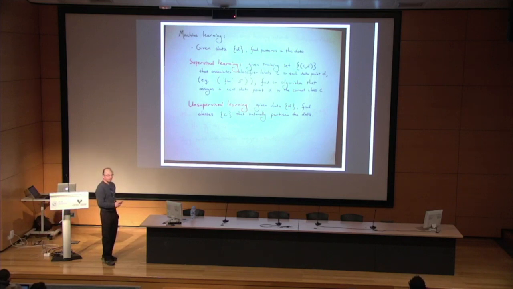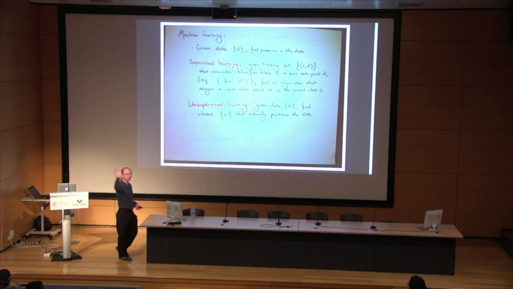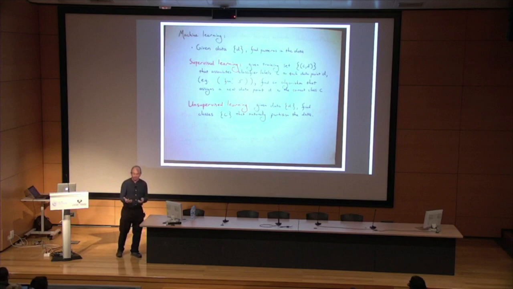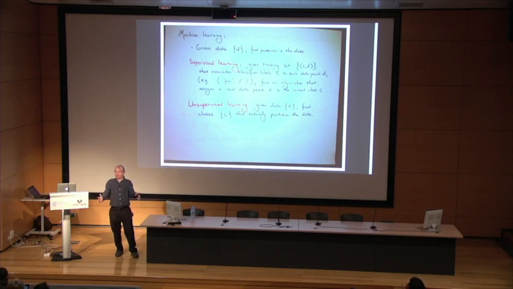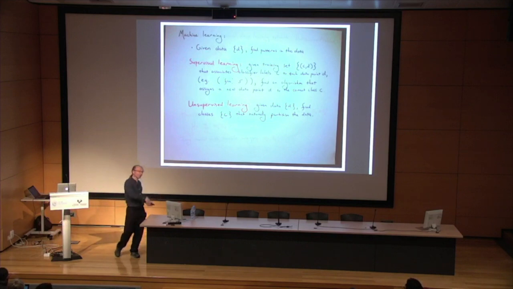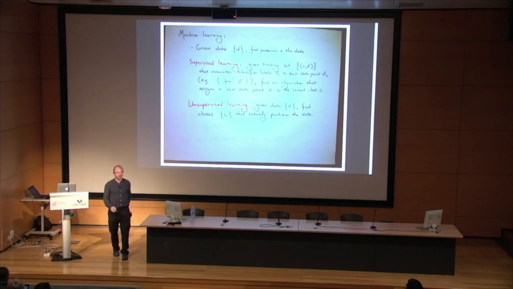And then in unsupervised learning, which is more exciting, but often less successful, you're given data, and now you want to find the classes C that naturally partition the data. So in unsupervised learning, for example, you could be given a sample of a whole bunch of scrawled numbers, or digits, and you'd like your machine learning device to naturally partition it into 10 categories, one of which is 0, one of which is 1, one of which is 2, et cetera, and then be able to assign data points to each category. And there are many different procedures for doing this.